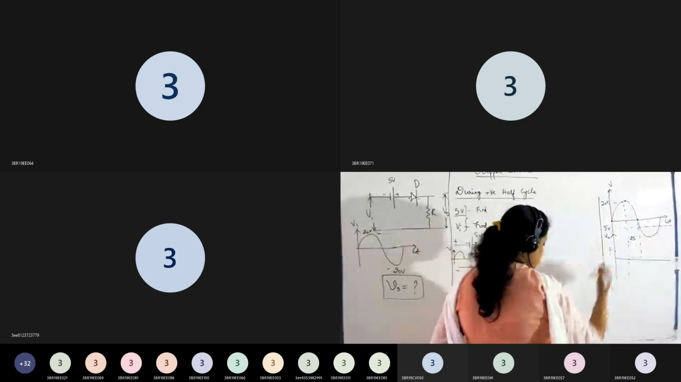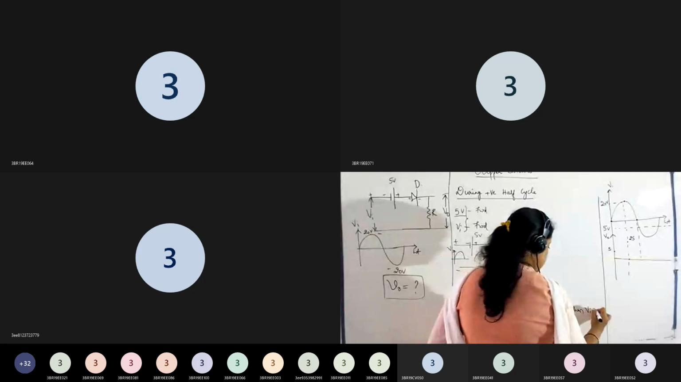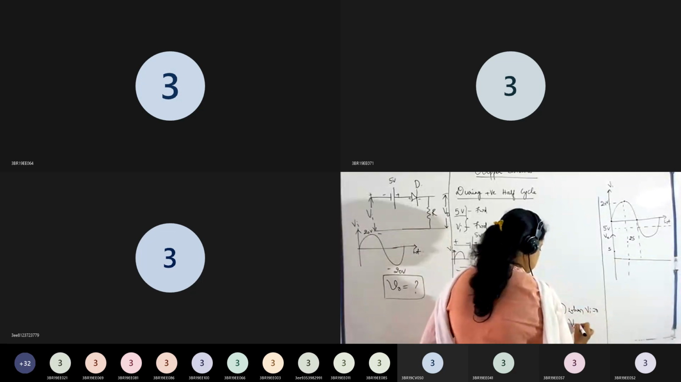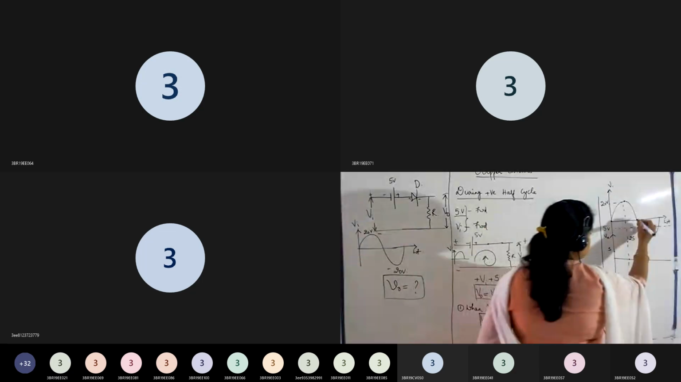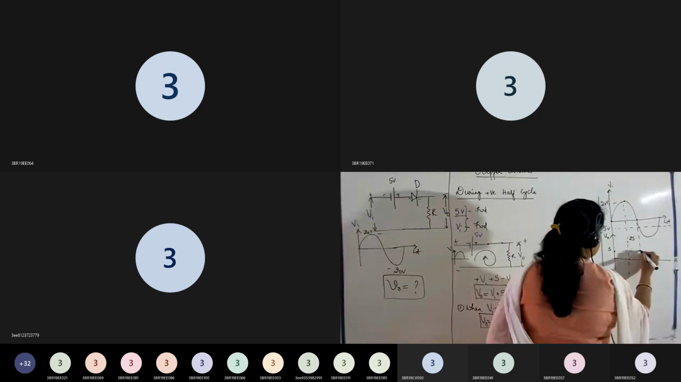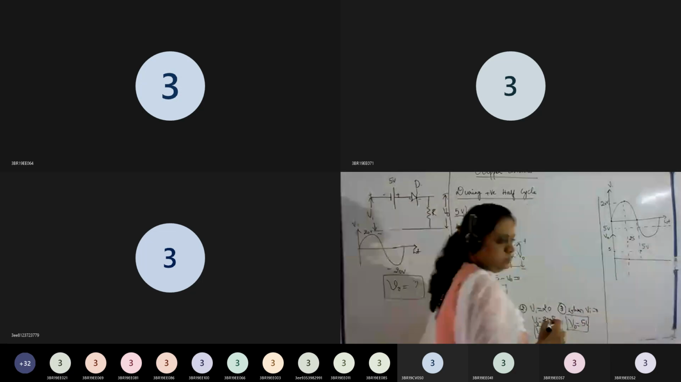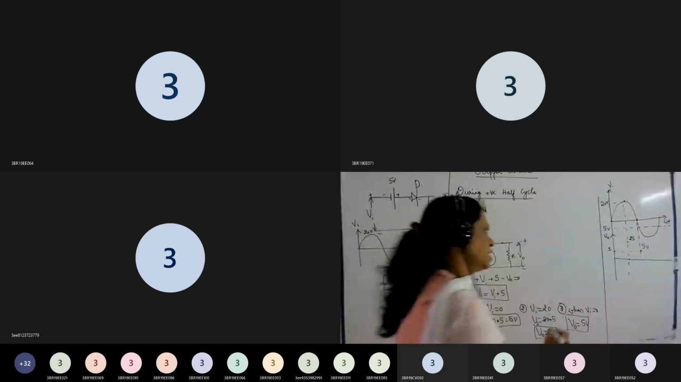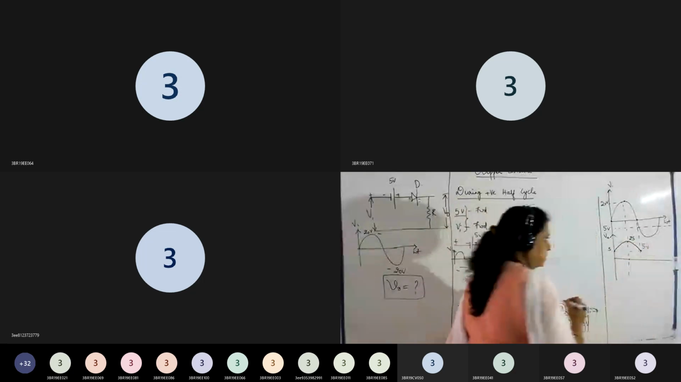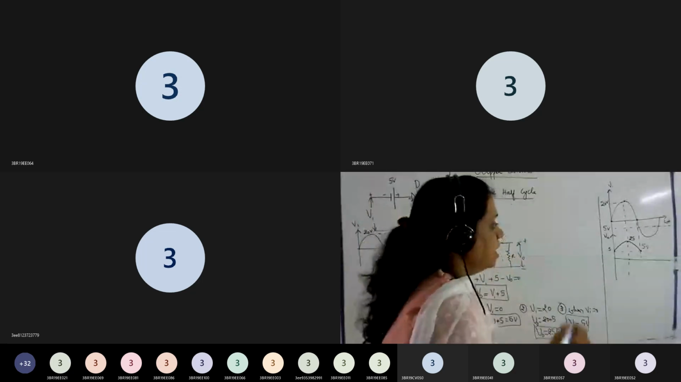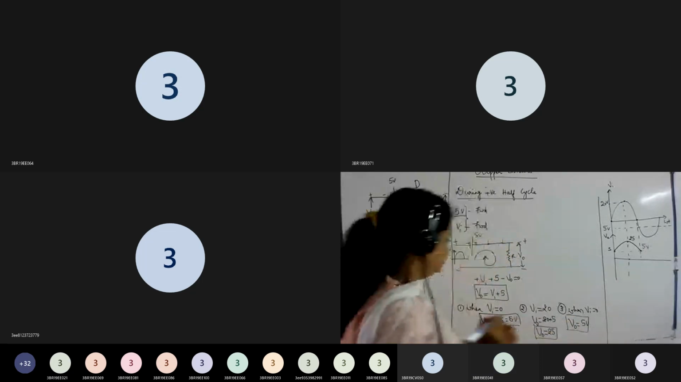What is the third point I have taken here? When Vi is again 0, then V naught is 5 volt. So here, this point will be 5 volt. Correct? See, if I join this, I am going to get it in this way. But I want to know when V naught is 0.